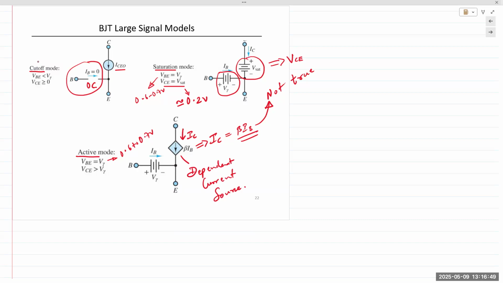Independent current source, again, is very useful for modeling. And one of the most important models of a BJT transistor, which we teach in 306, not in this class, is based on this dependent current source model on the output side. So the output is dependent on the input current. Okay, so these are the three models in brief.